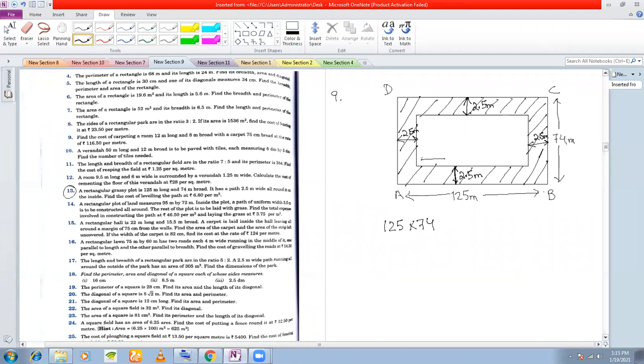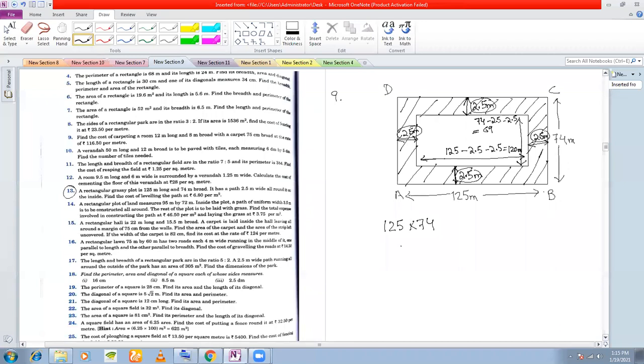What about the inner measurements? What is this length? This length is 125 minus this 2.5 here, minus this 2.5 here. So this is actually 125 minus 5, which is simply 120 meters. This is the length of the inner rectangle. What is the breadth of the inner rectangle? This is 74 minus 2.5 and minus 2.5, which gives you 69.